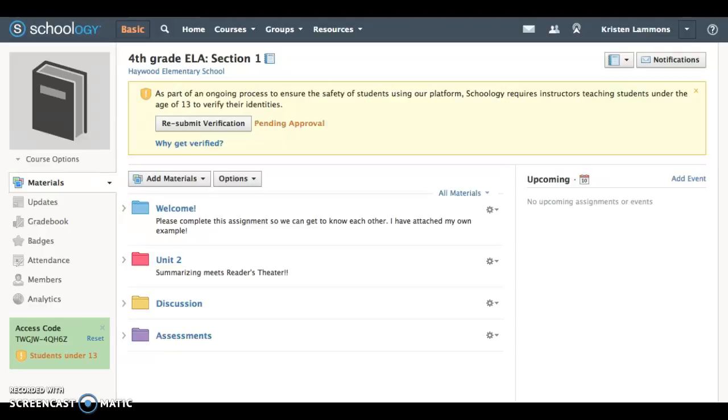Welcome to my fourth grade ELA and RTI classroom. At my school for RTI, because we have a really heavy EL population, my RTI group is an English language development group. So we focus on refining ELA skills, focusing on language. So in my classroom, we are fourth graders.